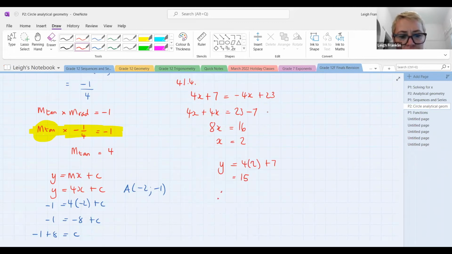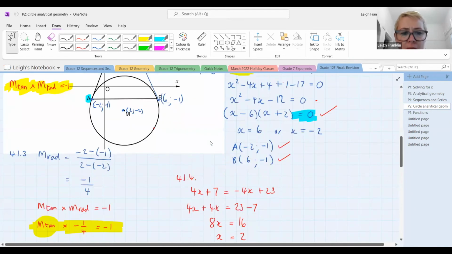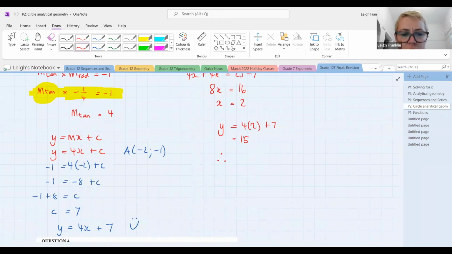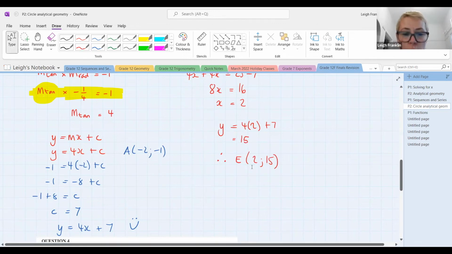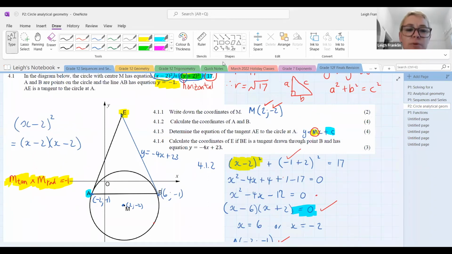And then the last thing that I want to do is just make sure that I've answered the question. So I'm just going to go back, have a look, calculate the coordinates of E. So I just want to give my answer as a coordinate pair. So in this case, 2 and 15. It must be a point in the first quadrant. If I go and have a look at the diagram, it seems reasonable that those are my coordinates.